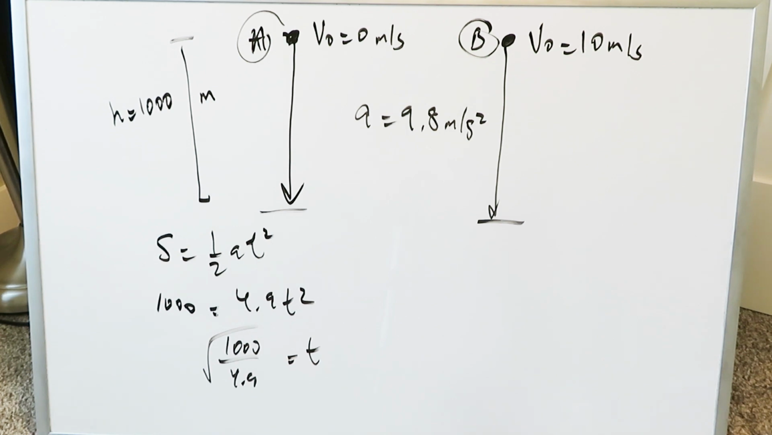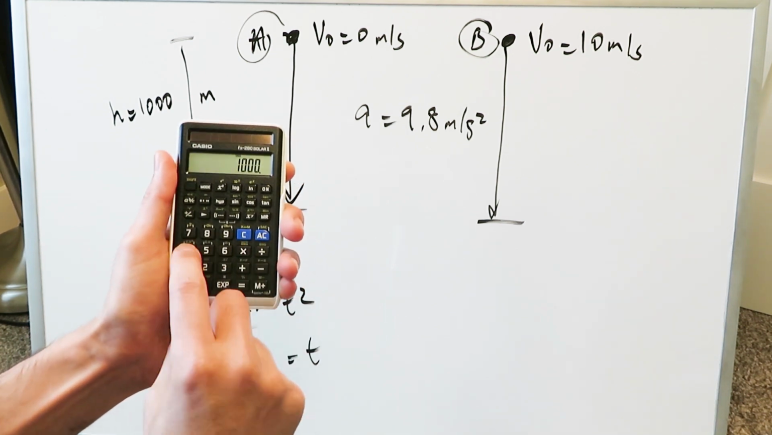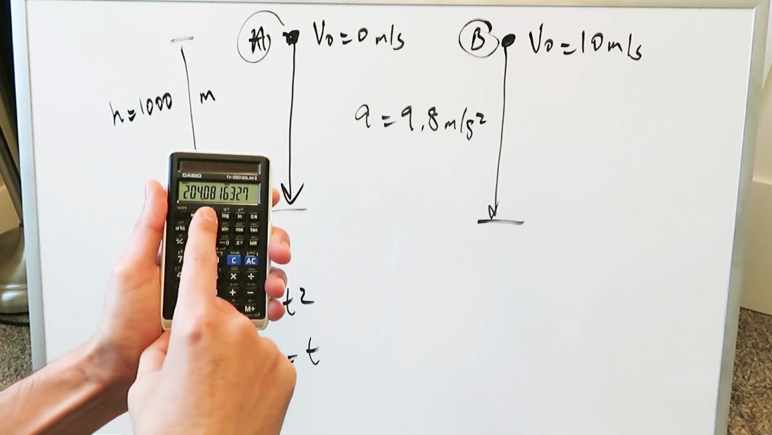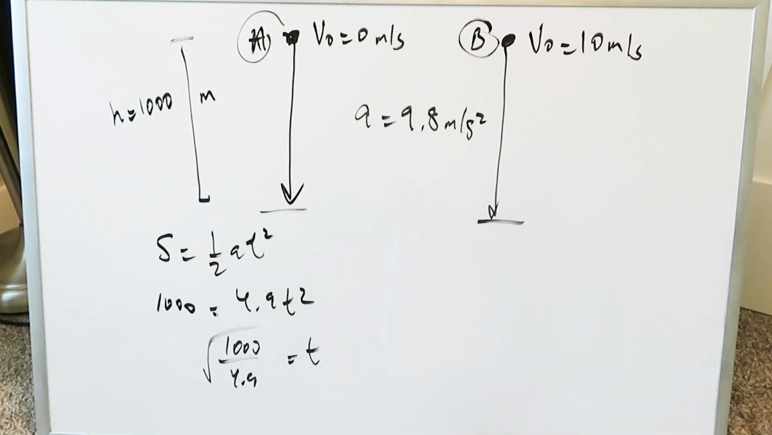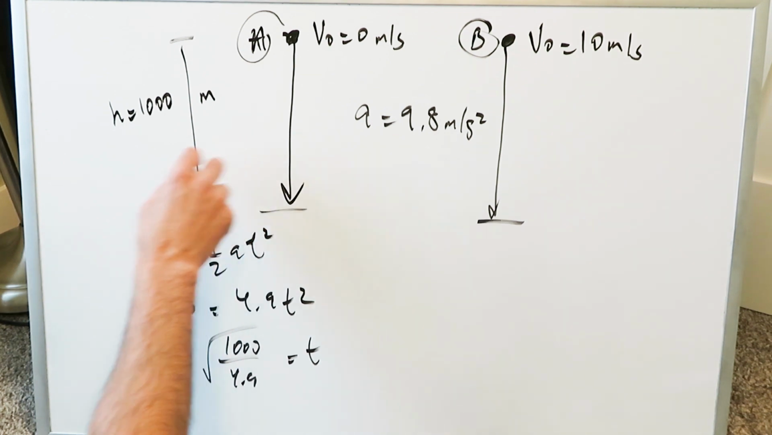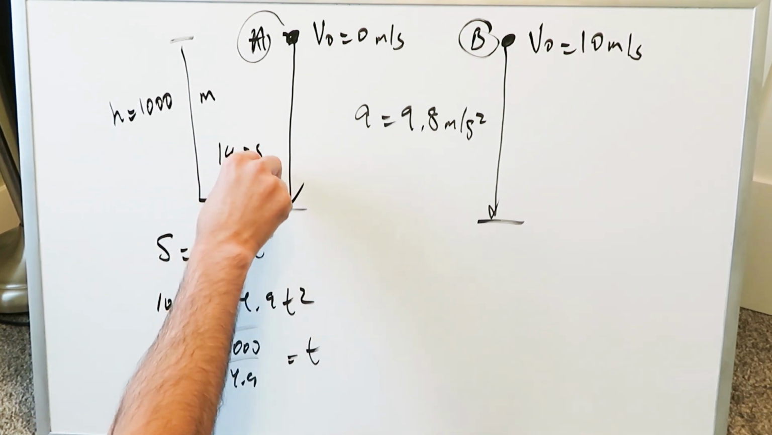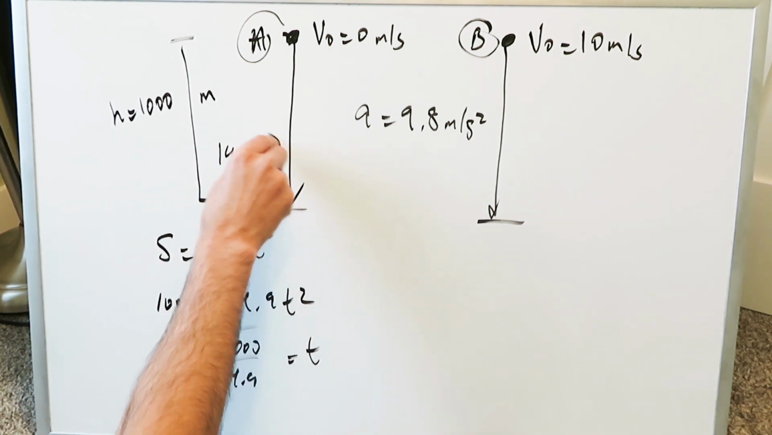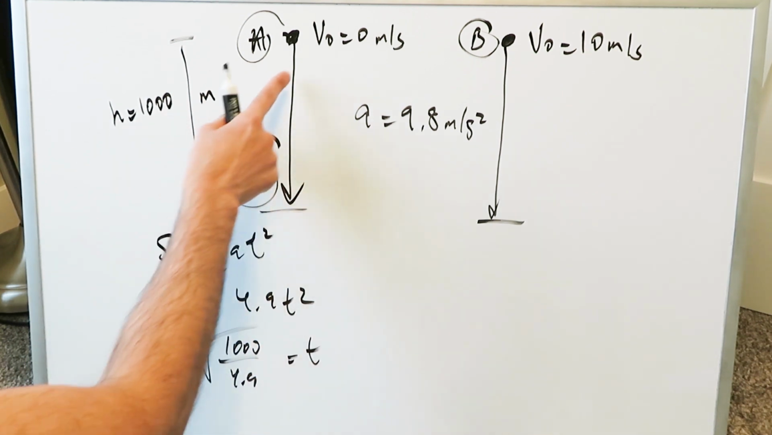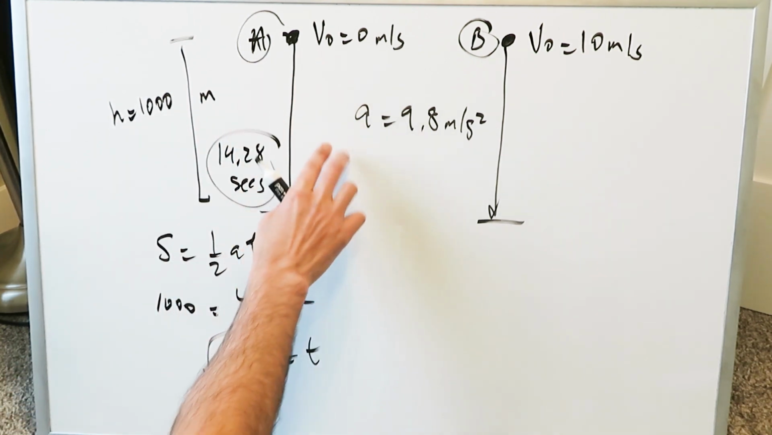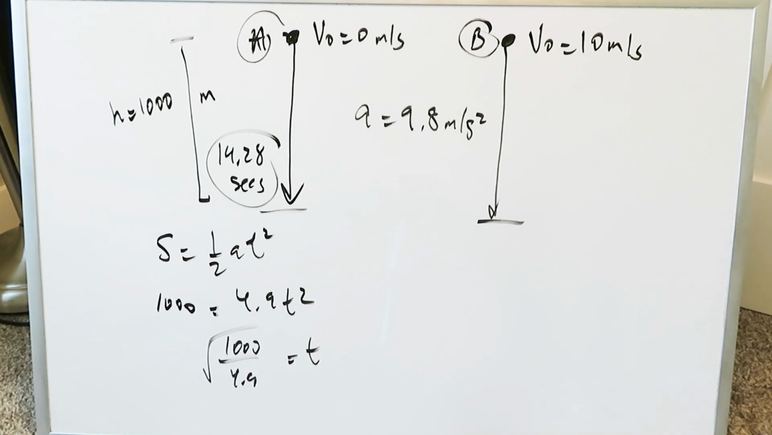You're solving for time. What will you get over here? Let's do it. You'll have 1000 divided by 4.9. You'll square root that. It'll take 14.28 seconds. And let's put that over here. 14.28 seconds. For an object that's dropped from a height of 1000 meters with zero initial velocity, having a constant acceleration of 9.8, it takes 14.28 seconds to hit the ground.